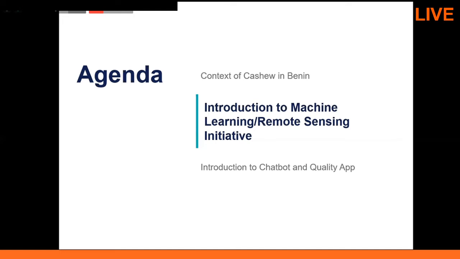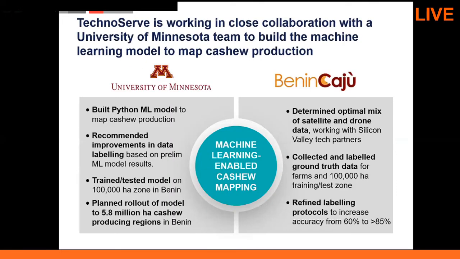So what are we talking about? What is remote sensing and machine learning? We have partnered with the University of Minnesota, where there's a team led by Professor Jin, who unfortunately couldn't make it due to the time zone. It would be unfairly early for him to join our call today. But he and his graduate student team and lab have been assisting us to develop a machine learning model to map cashew production and help us improve the data that we're providing so that we're gathering the correct information for them to be able to do that.